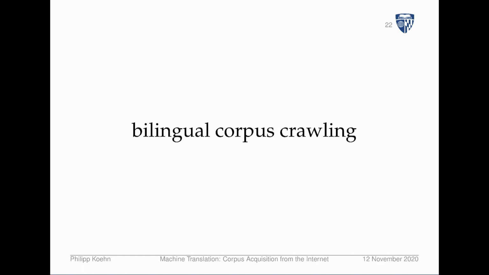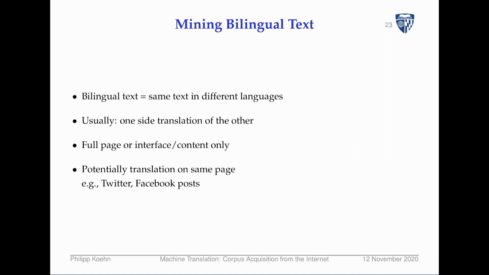Okay, so we handled monolingual corpus crawling. Let's move on to bilingual corpus crawling. So we want to mine bilingual text. Bilingual text is the same text in different languages, so the meaning expressed in different languages. Usually what happens is that one side is a translation of the other. So one side was created first, and the other side was created by translating the first one. It might be the full page that is being translated, or just the interface, or just the content.